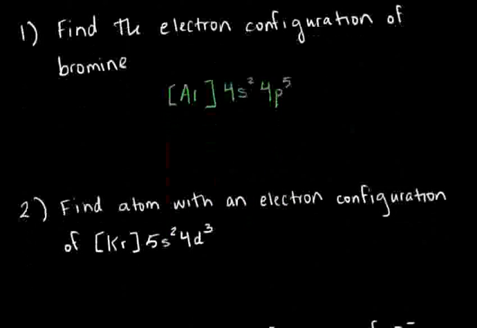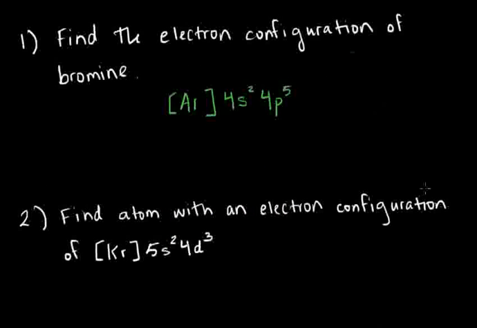Alrighty, let's try something a little bit different. I want you to locate the atom with an electron configuration of krypton, so this is our noble gas configuration, 5s2, 4d3. So a completely filled 5s orbital and a 4d orbital with 3 electrons. Pause this video, get out your periodic table, and give it a try.